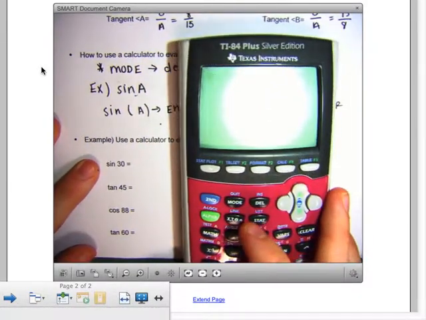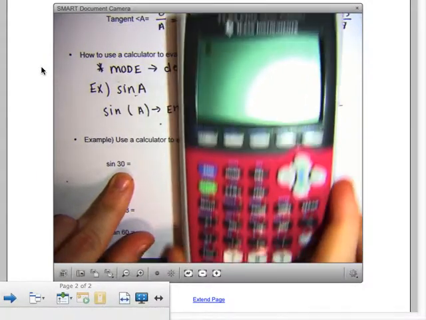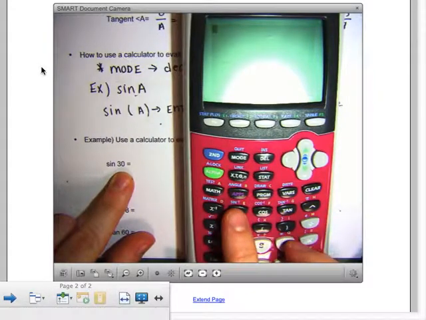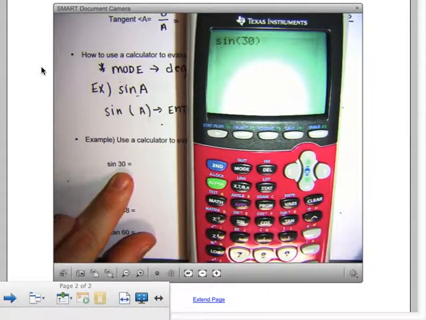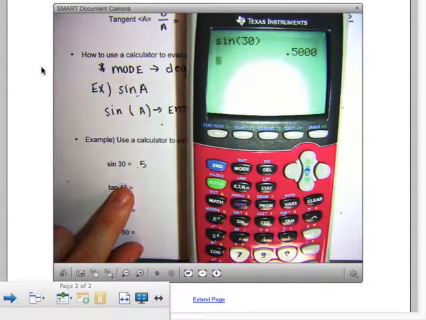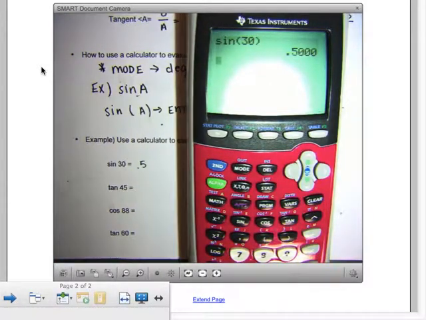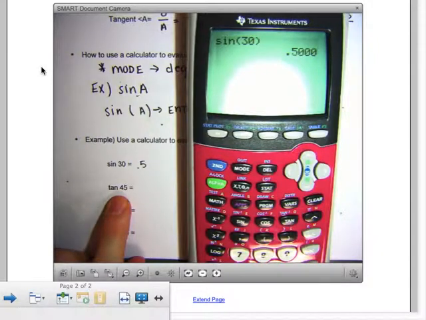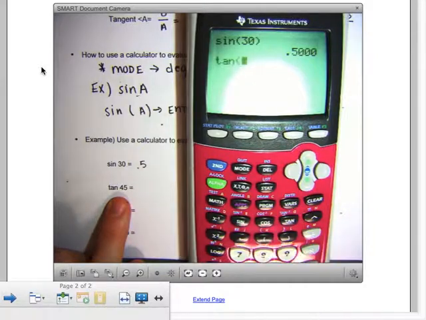Okay, the ones on the left are what we're going to start with. We have sine of 30. There is no -1, so I'm just going to hit the sine button, which is the 4th row down, second one in. It'll give you a parenthesis, type in 30, and hit enter. We should get 0.5. If you did not get 0.5, then your calculator is probably still in radians, so go back and change your mode. Second one, tangent of 45. Same row, go over to tangent. My number is 45. I should get 1.